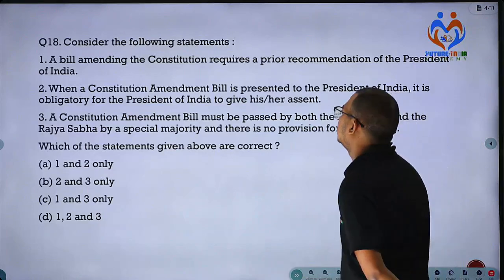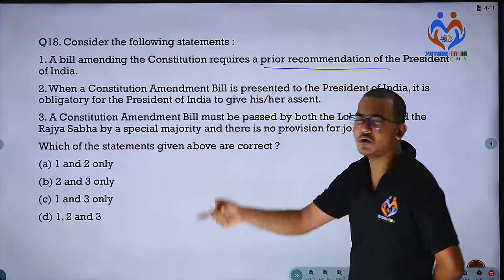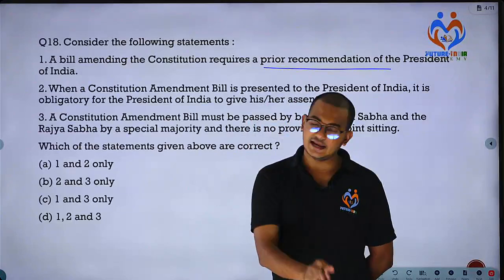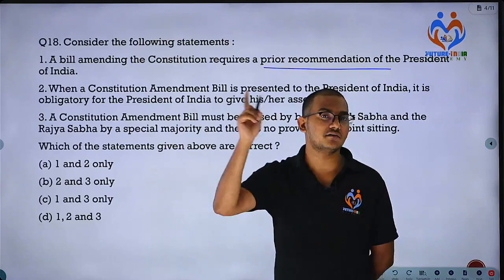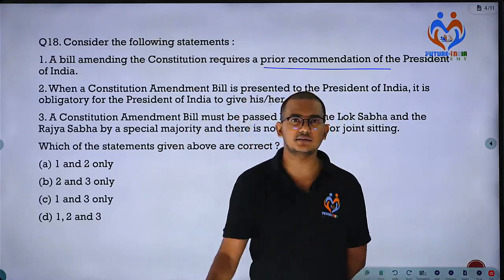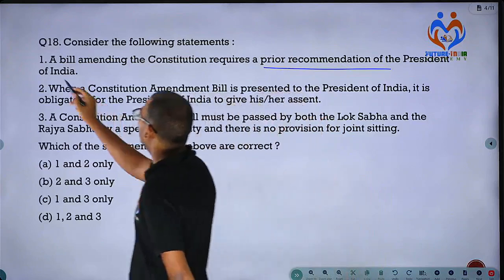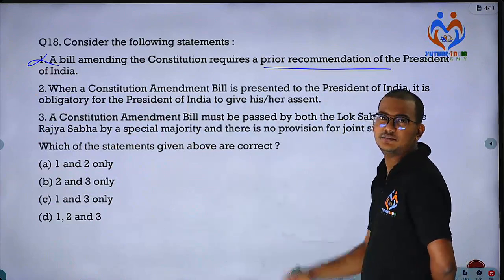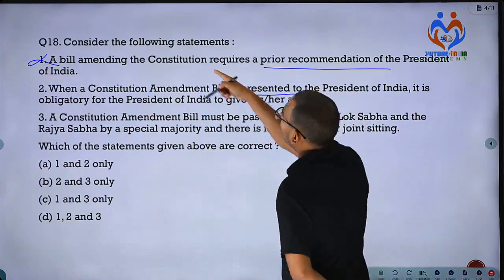Consider the following statements. A bill amending the constitution requires a prior recommendation of the president. No, not actually. Constitutional amendment bill can be directly introduced in any of the houses. Special majority is required. Later it will move to another house. Later it will move to president. And whenever it reaches the president, he has only one option, that he has to give his assent. He cannot reject the bill. He cannot send it back for reconsideration. So this statement is wrong. No prior recommendation is needed. Actually, for money bill it is needed, and to form a new state, prior recommendation is needed. So option 1 is wrong, right?